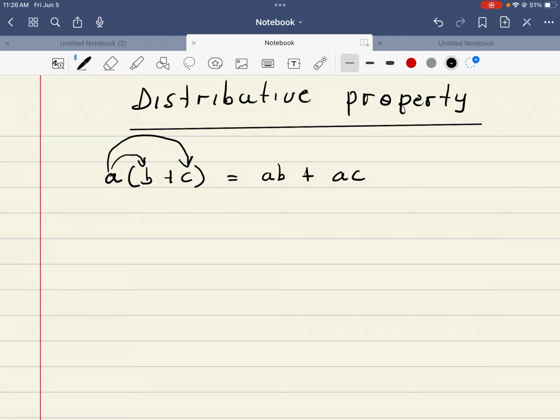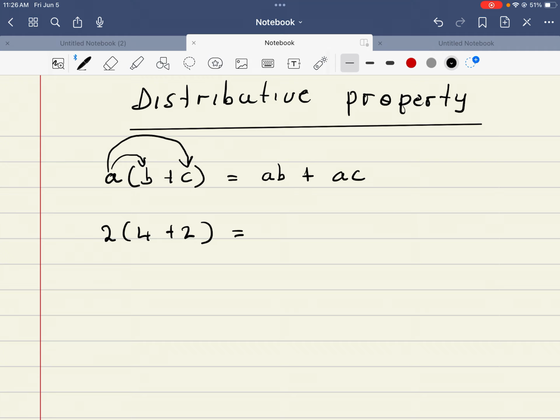Now let me give you an example with some numbers. So let's say 2(4 plus 2). Try solving this yourself, and you can give a final answer at the end. So go ahead.